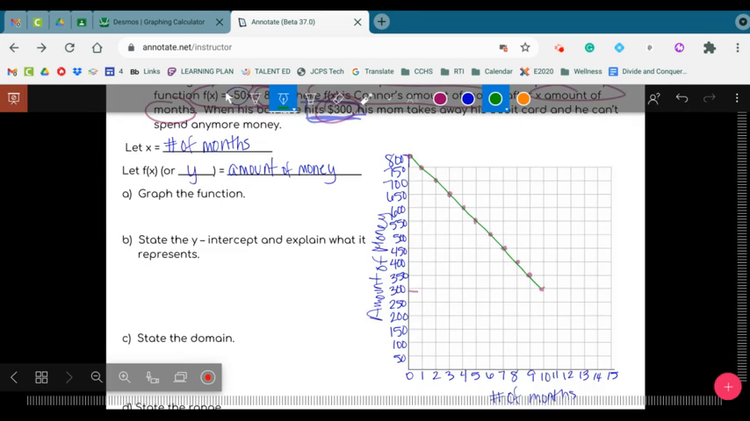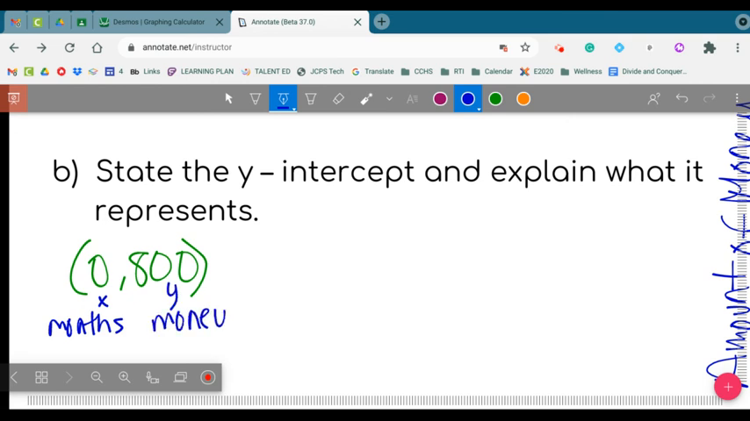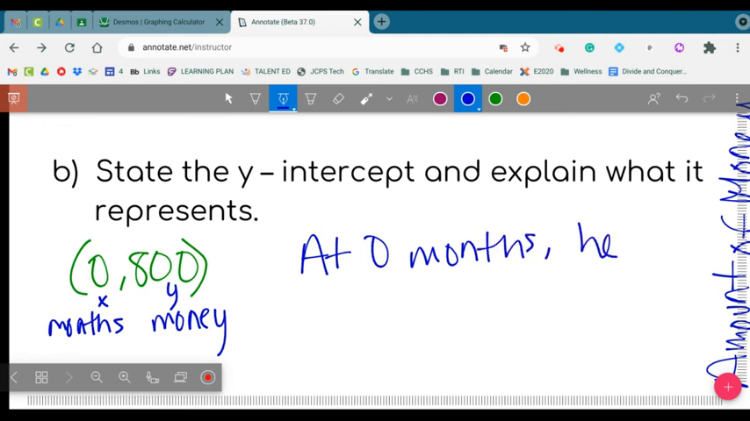It says state the y-intercept and explain what it means. So our y-intercept is the 800. So (0, 800). This means, if you guys remember, our x is our months and our y is our money. So at 0 months, he has $800. So we're just explaining what that y-intercept means.